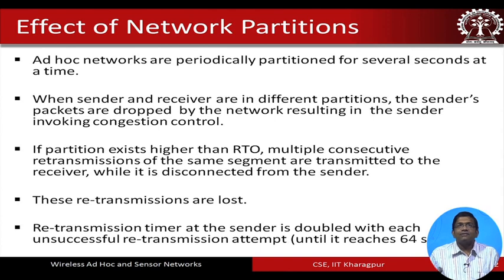So, when the sender and the receiver are in different partitions, the sender's packets are dropped by the network, resulting in the sender invoking congestion control. If a partition exists for longer than the retransmission timeout time, then multiple consecutive retransmissions of the same segment are transmitted to the receiver while it is disconnected from the sender, and these retransmissions are lost, and the retransmission timer at the sender is doubled with each unsuccessful retransmission attempt. So, doubled, we are assuming over here that the binary exponential backoff mechanism is used.